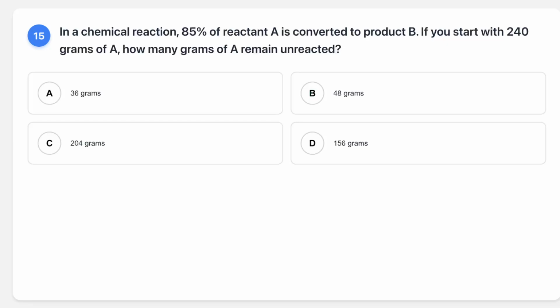Question. In a chemical reaction, 85% of reactant A is converted to product B. If you start with 240 grams of A, how many grams of A remain unreacted? Option A. 36 grams. Option B. 48 grams. Option C. 204 grams. Option D. 156 grams.